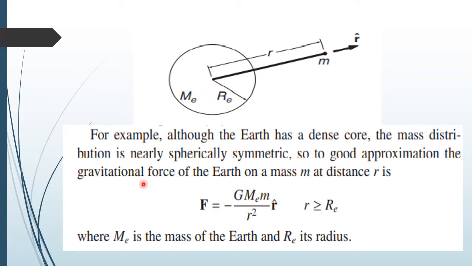To a good approximation, the gravitational force of the Earth on a mass m at a distance r from the center is given by F = -G Me m / r² r-hat, where r is always greater than or equal to Re. So this is for a mass from a point on the surface of the Earth towards outer space. Here Me is the mass of Earth and Re is its radius. So this is the equation for the gravitational force of the Earth on a mass m at a distance r.